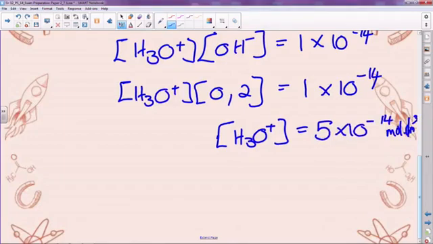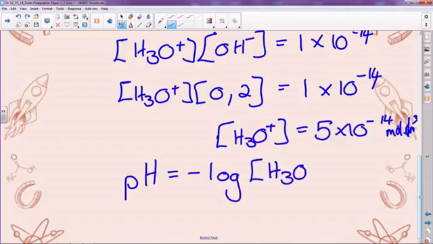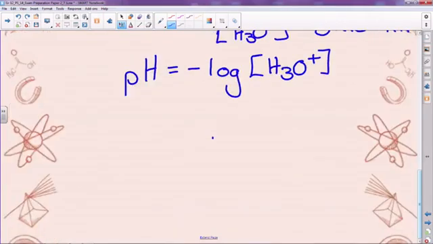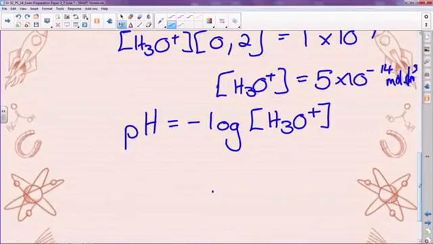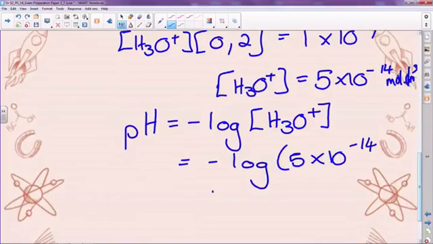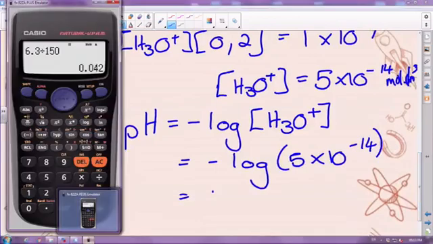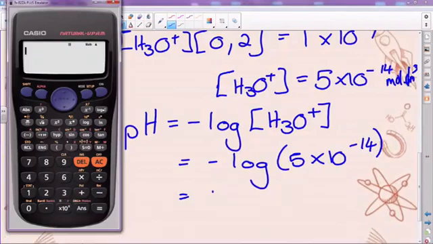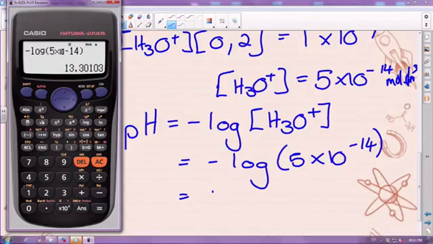Now, remember, why am I looking for that concentration? Because the pH is the negative log of the H3O plus concentration. So that's where I've always got to go. Once I've got the H3O plus concentration, all I need to do is go negative log 5 times 10 to the minus 14. Okay, now I just want to remind you, because I know some of you struggle a little bit with this. So when we put on the calculator, negative log 5 exponent negative 14, close your bracket, equals 13,130.